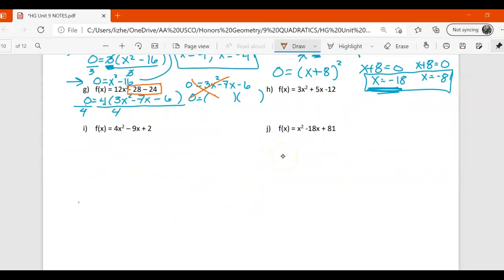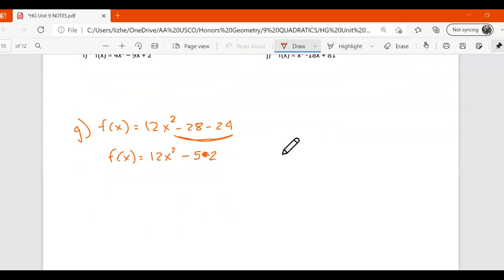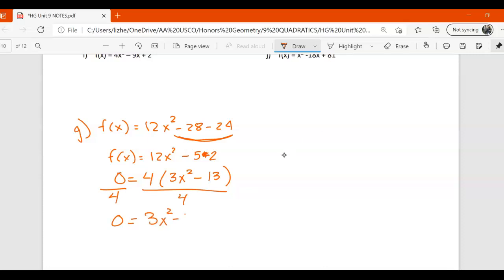So if we have this problem, here's G. f of x equals 12x squared minus 28 minus 24. These are like terms. So therefore, f of x equals 12x squared minus 52, not 54, 52. And so then I'm going to say, okay, 0 equals, what do they have in common? A 4, and I have 3x squared minus 13. Divide out the 4. And so then I have 0 equals 3x squared minus 13.